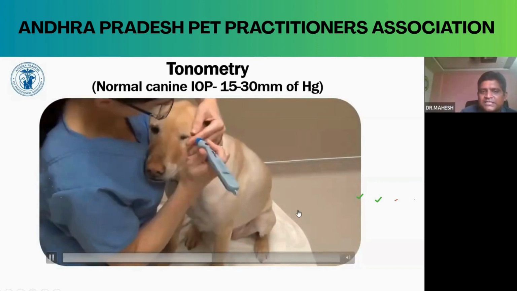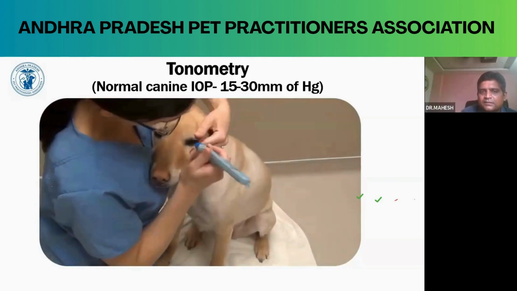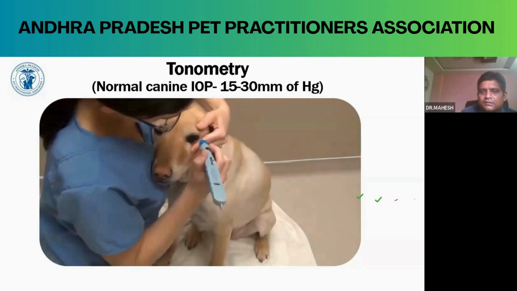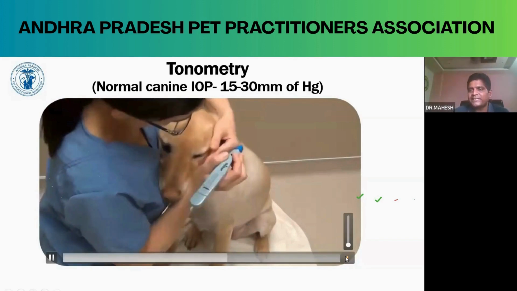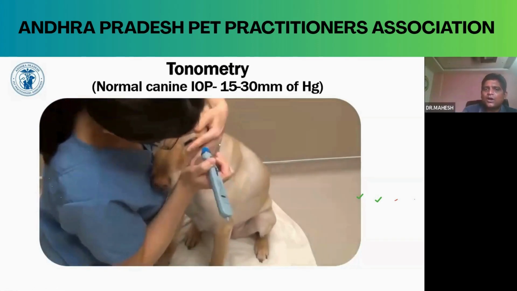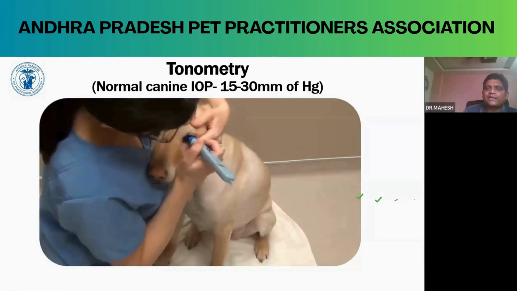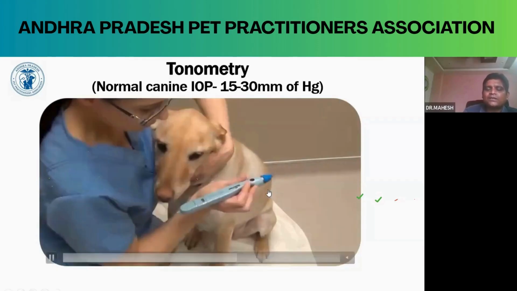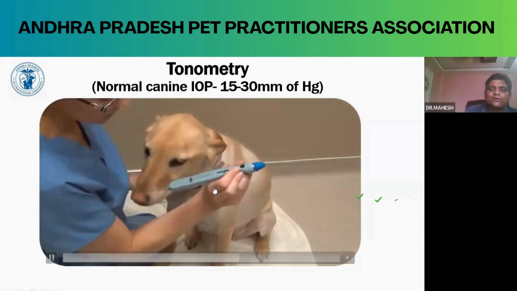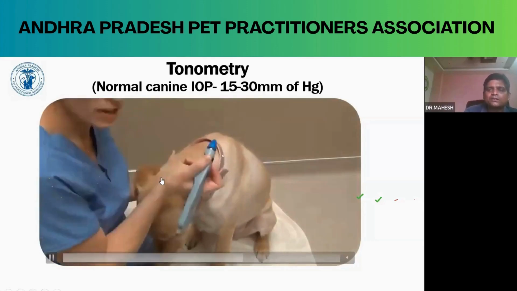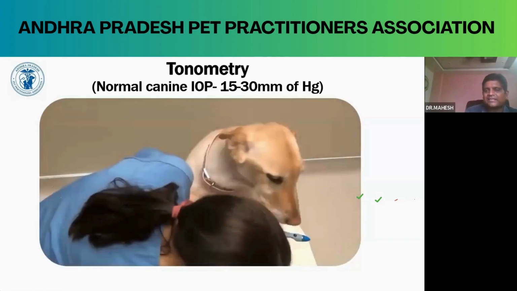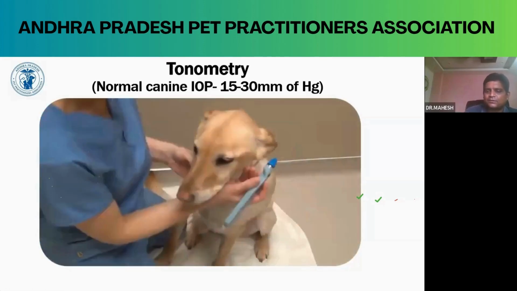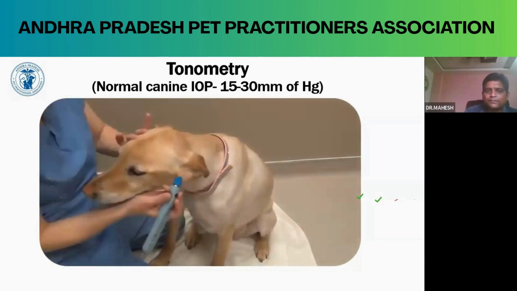See, she's touching. This is going to give me an average of all the readings. See, that is a beep. Like that you have to appreciate the six beeps. That means it has taken six readings. At last it will give the average of them. After the six beeps, it will give the reading, which is the average of all six readings. That is the intraocular pressure. Generally there will be a variation of 5%. This is regarding the tonopen.